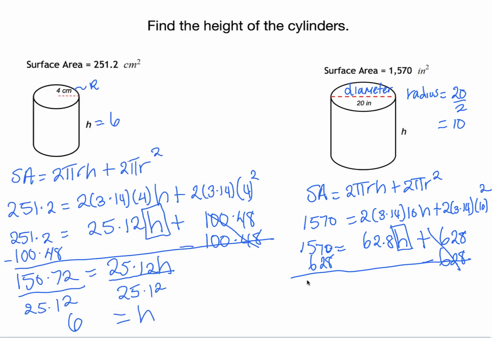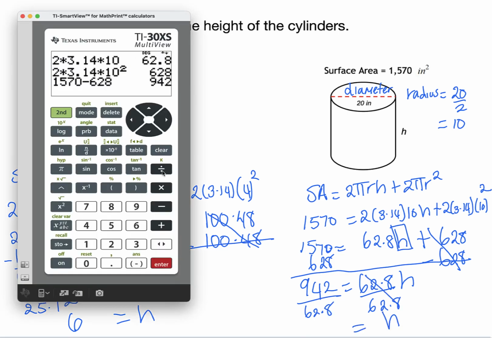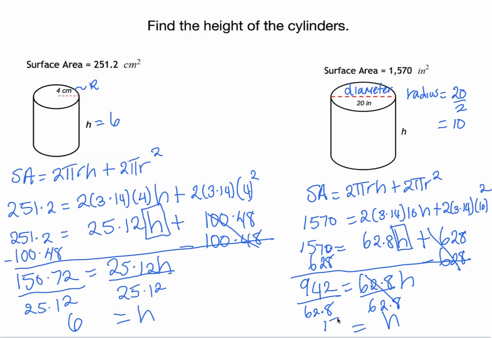So that gives 942 equals 62.8 h. Solving for h, we'll divide both sides by 62.8. Divide that by 62.8. And our answer is 15.